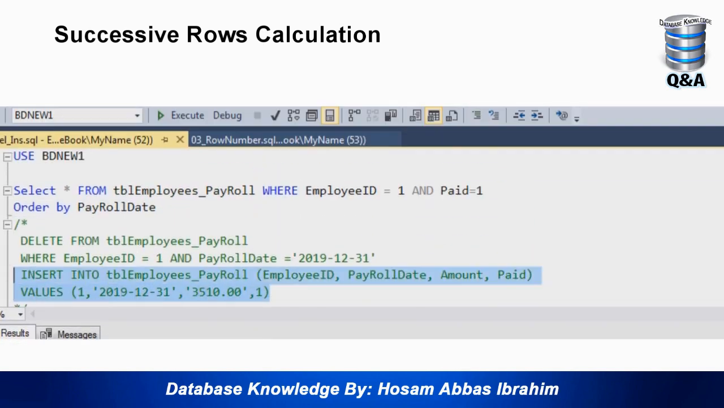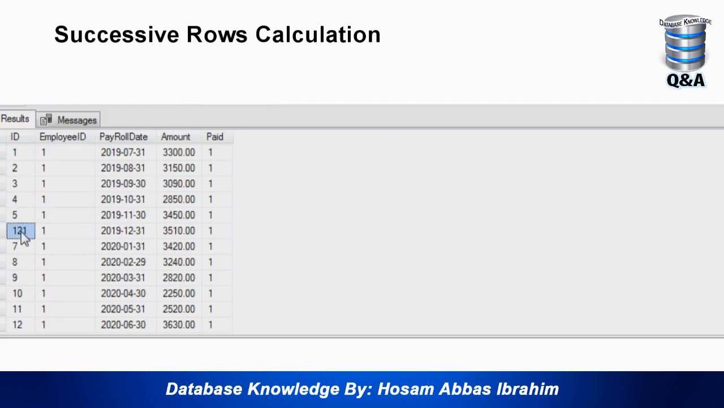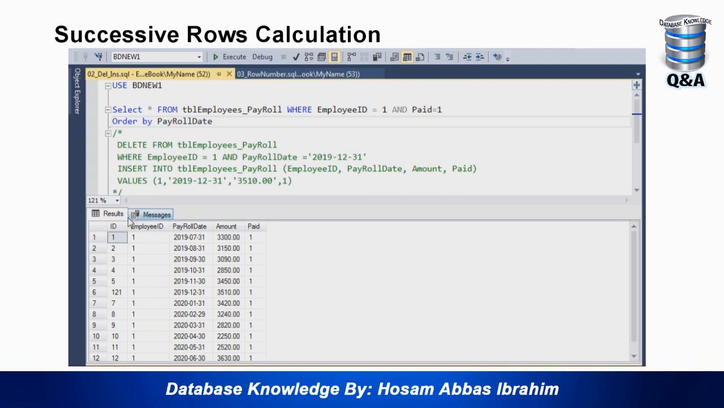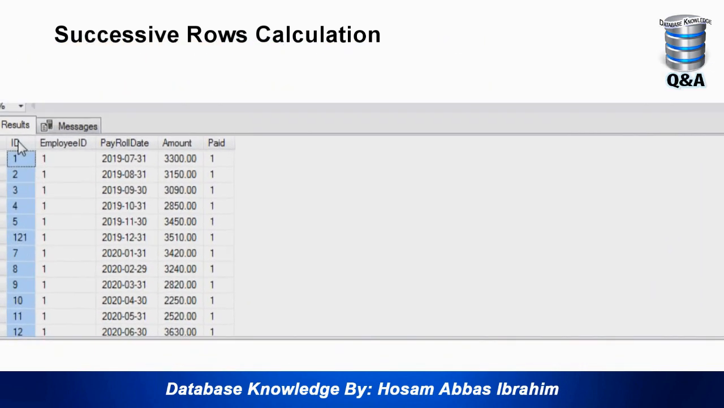If I insert it again, see what happened. Now it's inserted with number 121, which was the next identity value defined for this column. So we cannot rely on this ID column to sequence the data set in the order that we want. So what to do now?